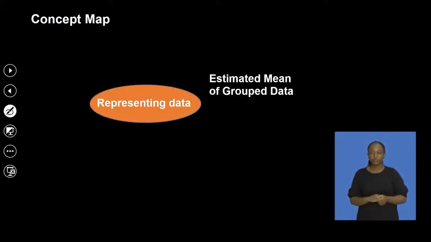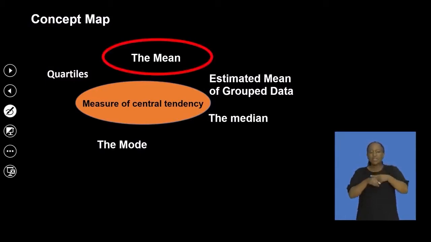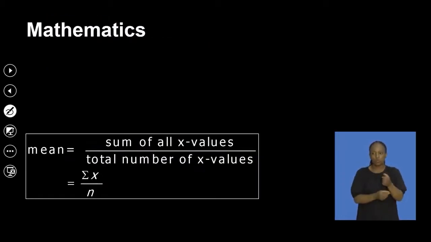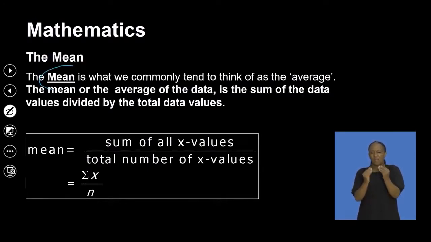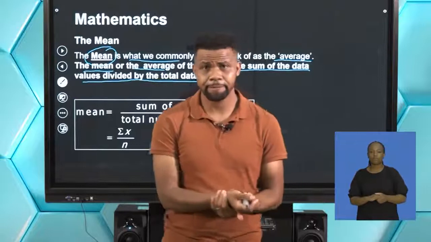Now, we have estimated mean, quartiles, mean, median, mode. We're going to look at the mean first. The mean is what is commonly thought of as the average. The mean, or the average of the data, is the sum of the data divided by the total number of values. Does that make sense? So that's the mean.